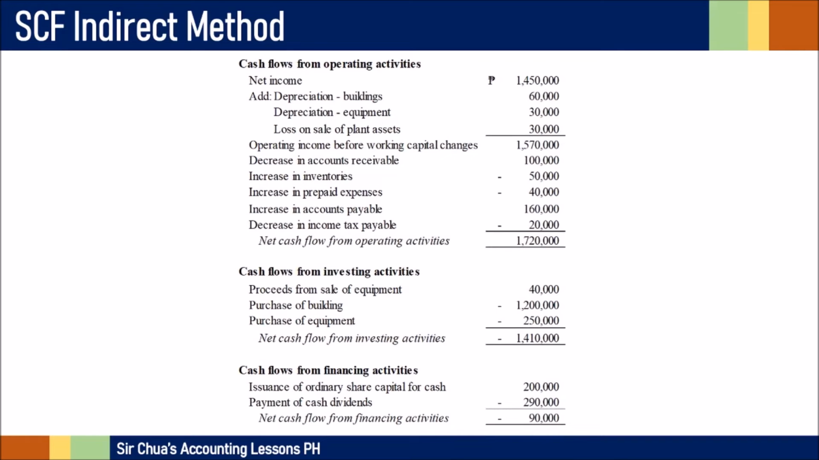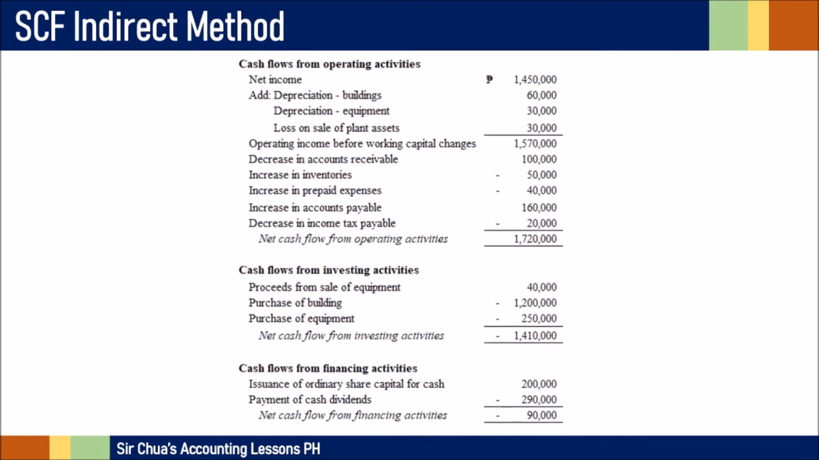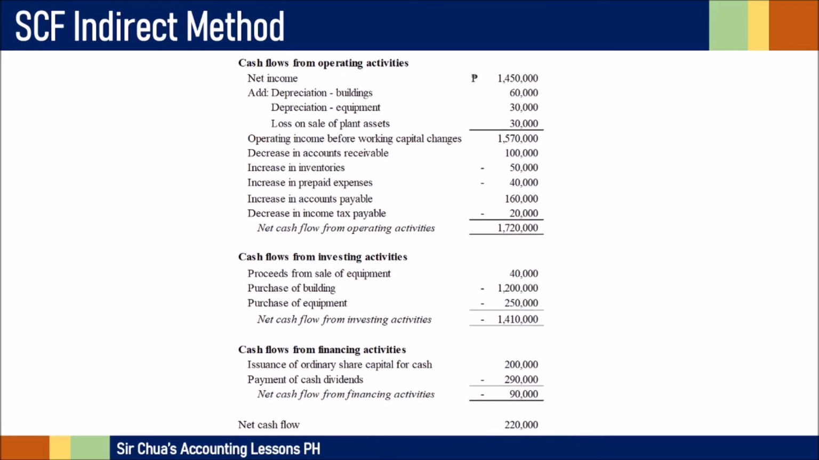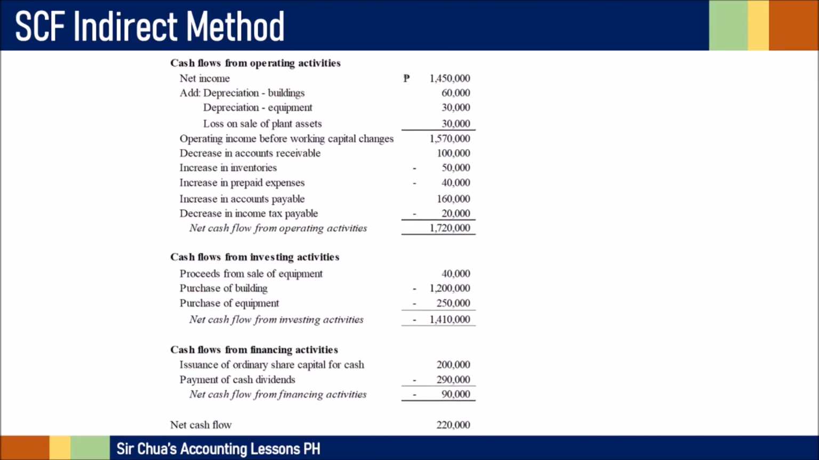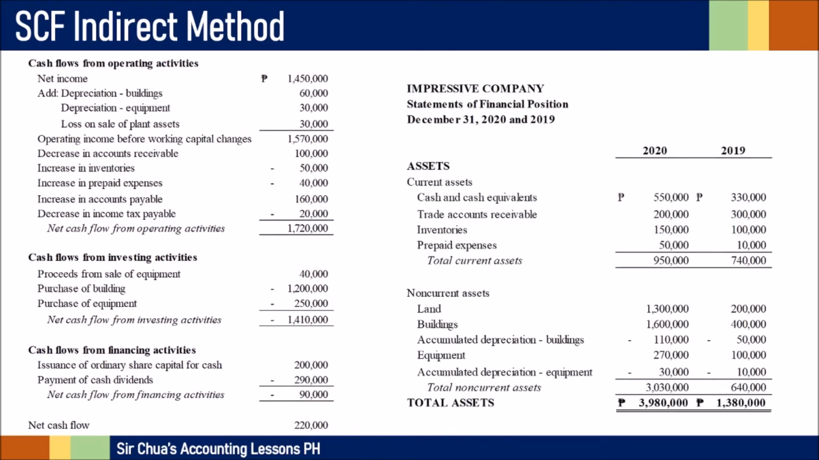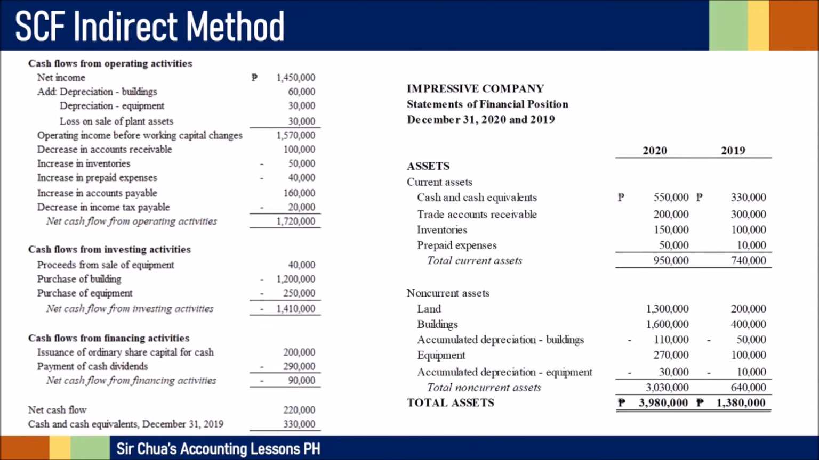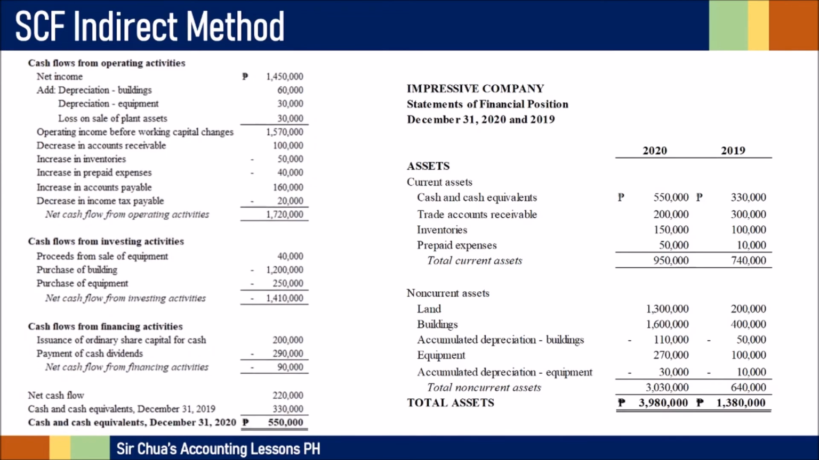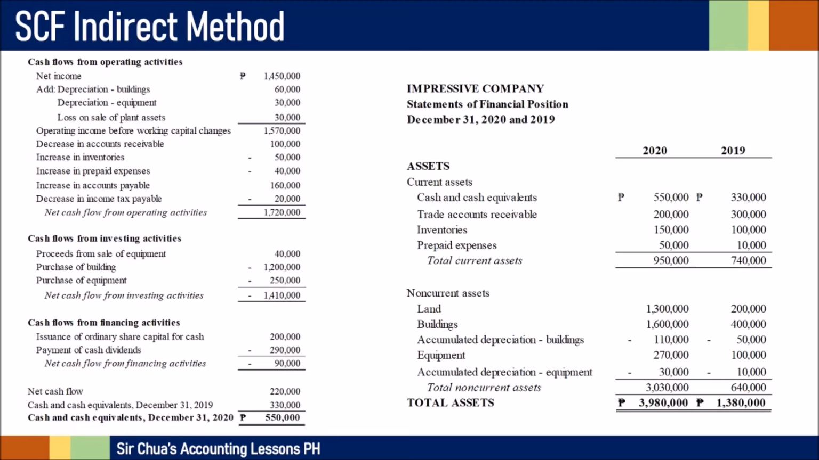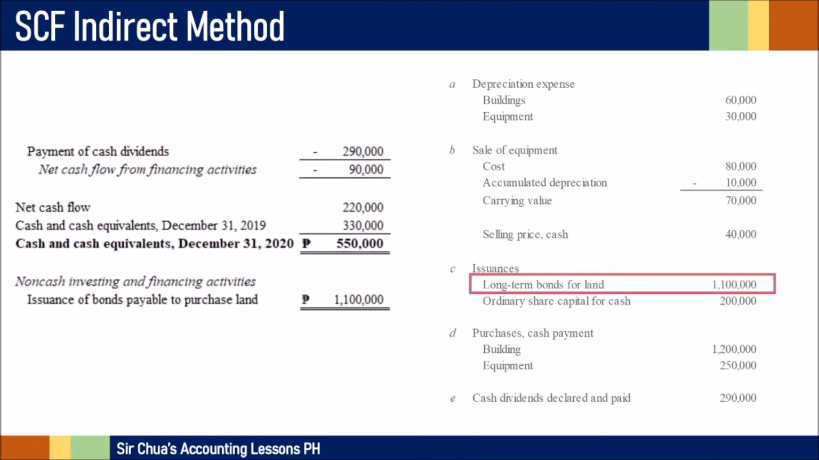If you have now your operating, investing, and financing activities, you can now get your net cash flow. So positive 1,720,000 minus 1,410,000 minus 90,000 will give you a net cash flow of 220,000. Now, if you will be looking into your balance sheet, the starting balance of your cash is 330,000, and it should correspond with the ending balance of your cash and cash equivalents in the balance sheet, which is 550,000.